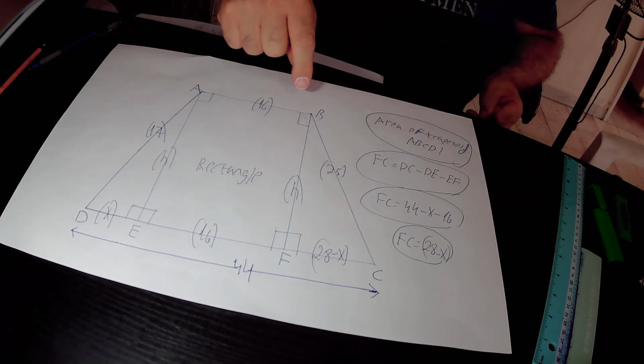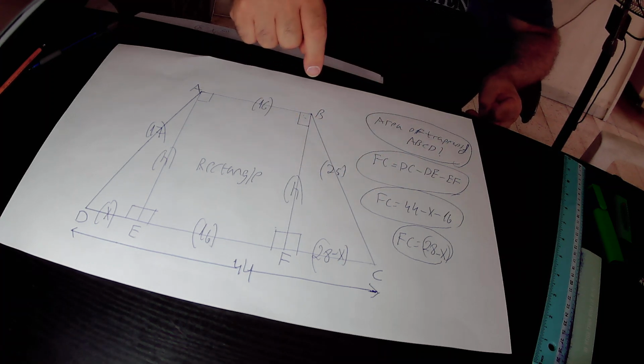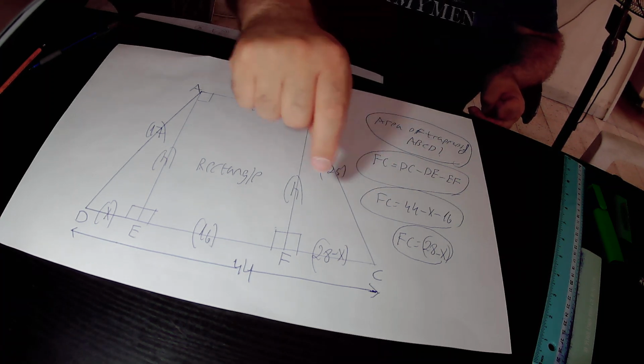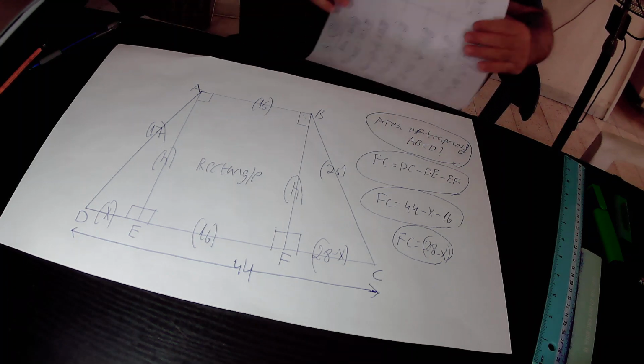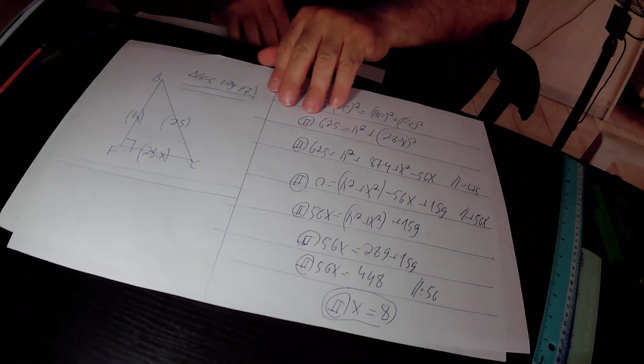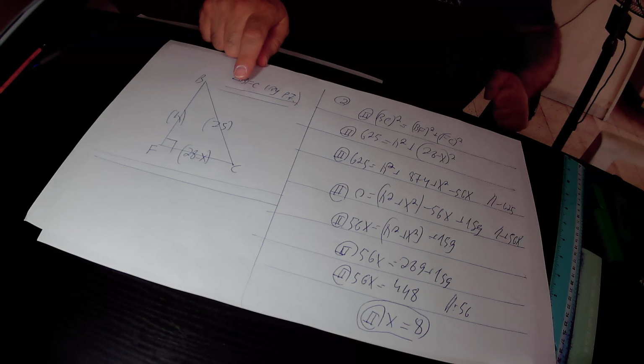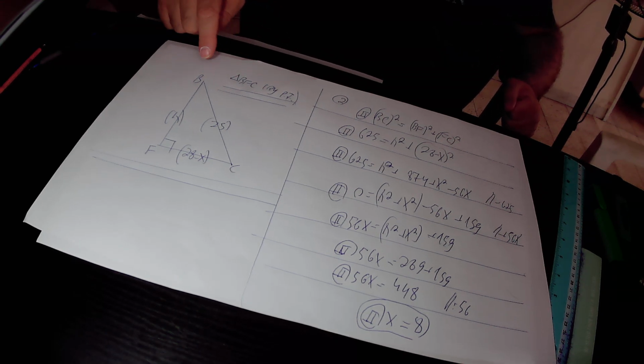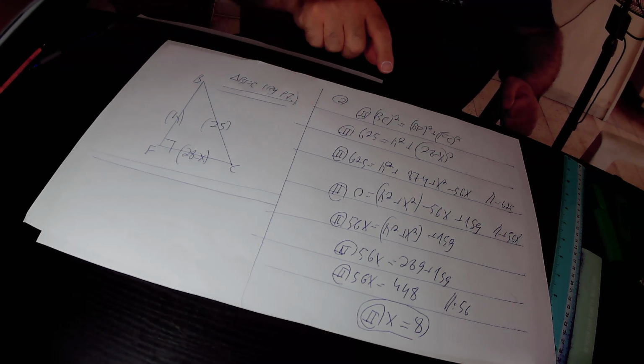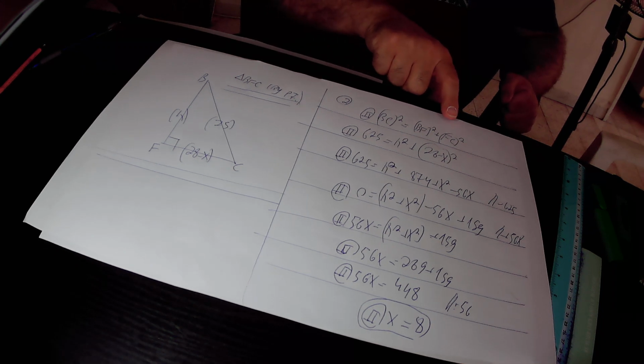In the next step, we copy the right triangle BFC onto a new page, and we implement the Pythagorean theorem. This is the right triangle BFC that I copied from the original drawing. According to the Pythagorean theorem, in this right triangle BFC, BC squared, that is the square of the hypotenuse, is equal to BF squared plus FC squared.